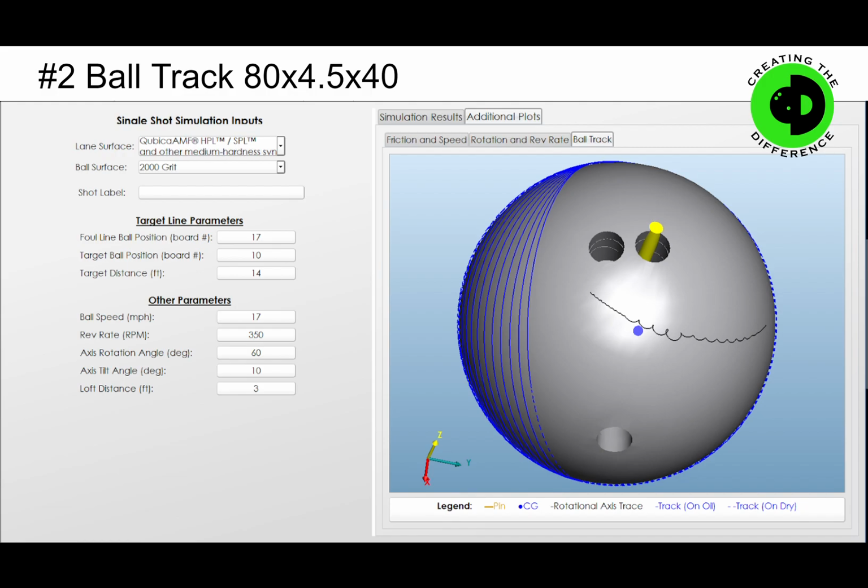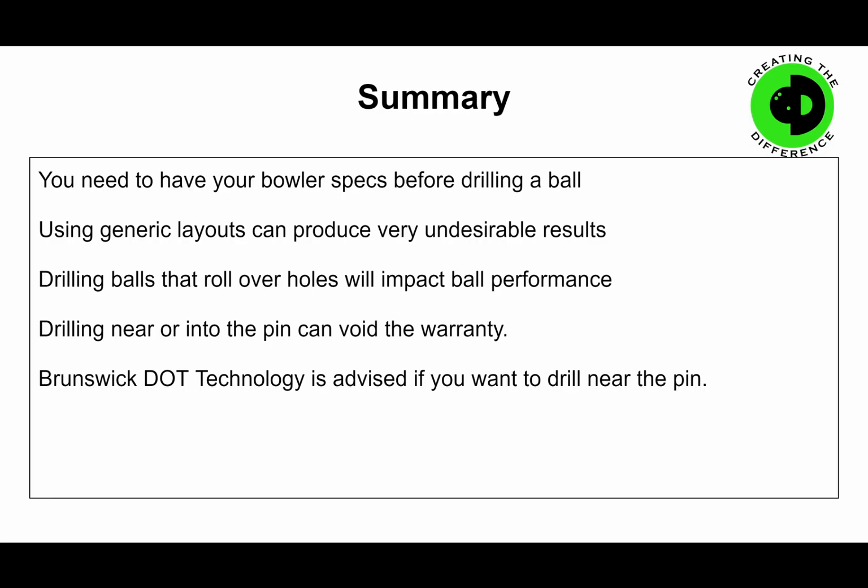It's a bad thing, because when you do that, you run the risk of voiding your warranty. So, to summarize what you're seeing here: when you're a bowler getting bowling balls laid out and drilled, you need to have your specs known before you drill the ball, because that will help to avoid some of these issues that I'm showing you. I've shown you two different layouts, and you can see that they can produce some very undesirable results.